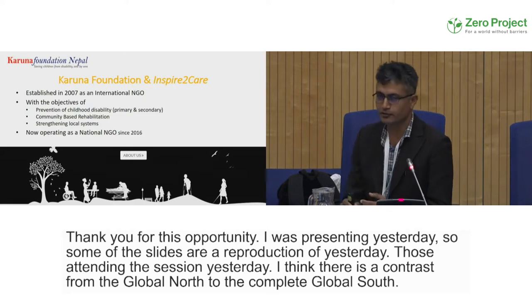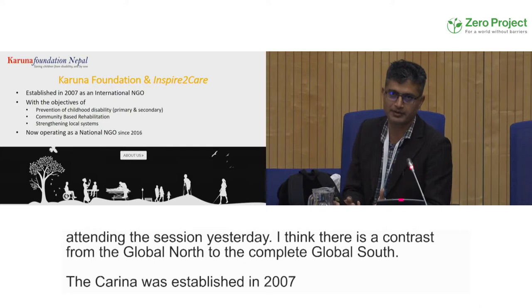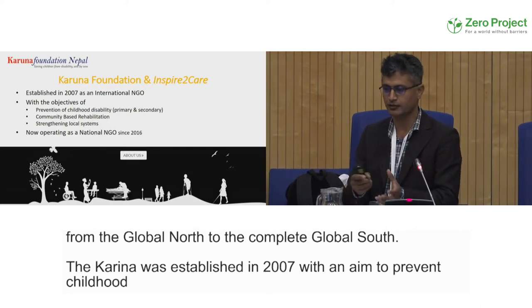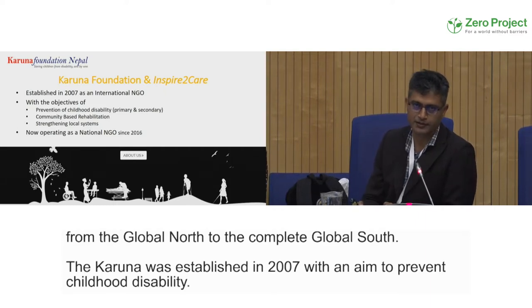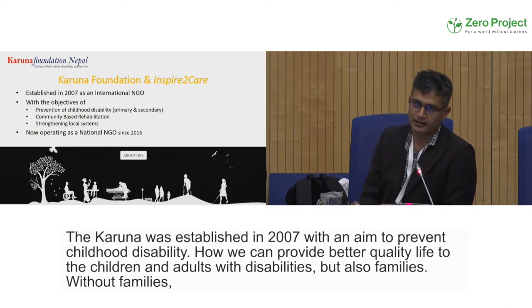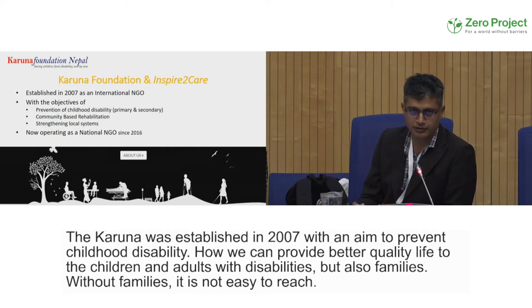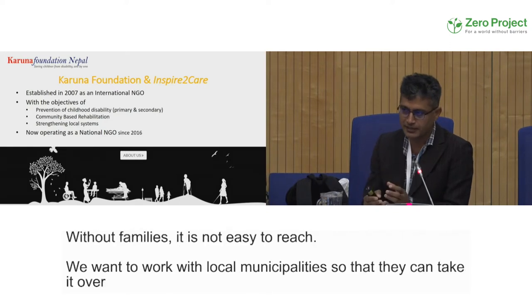So, a very brief introduction of Karuna. Karuna was established in 2007 as an international NGO, and our aim was to prevent childhood disability, that is birth defects and developing disabilities at a later stage, specifically with children. And then community-based rehabilitation, so how we can provide a better quality of life to children and adults with disabilities, but also families, because without families, it is not very easy to make a reach. And then the most important part that we try to do is to strengthen local communities, basically municipalities, so that they can take it over when we exit. So collaboration with municipalities and local government is key from the very beginning.